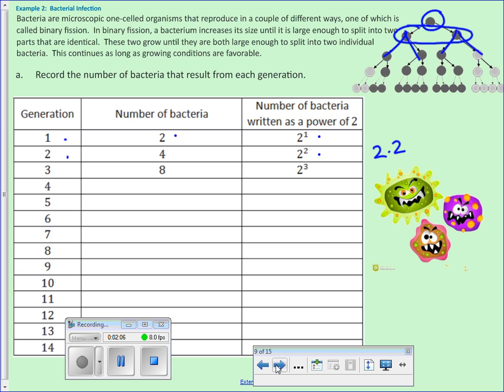This is the table on top of page 103. So now let's take a look at the third generation. So here we have 3. So 2 times 2 times 2 at the third generation, so 2 to the third power is 8, and so on. So this is just an example of what exponents are. 2 times 2 times 2 is 2 to the third power, and so on.